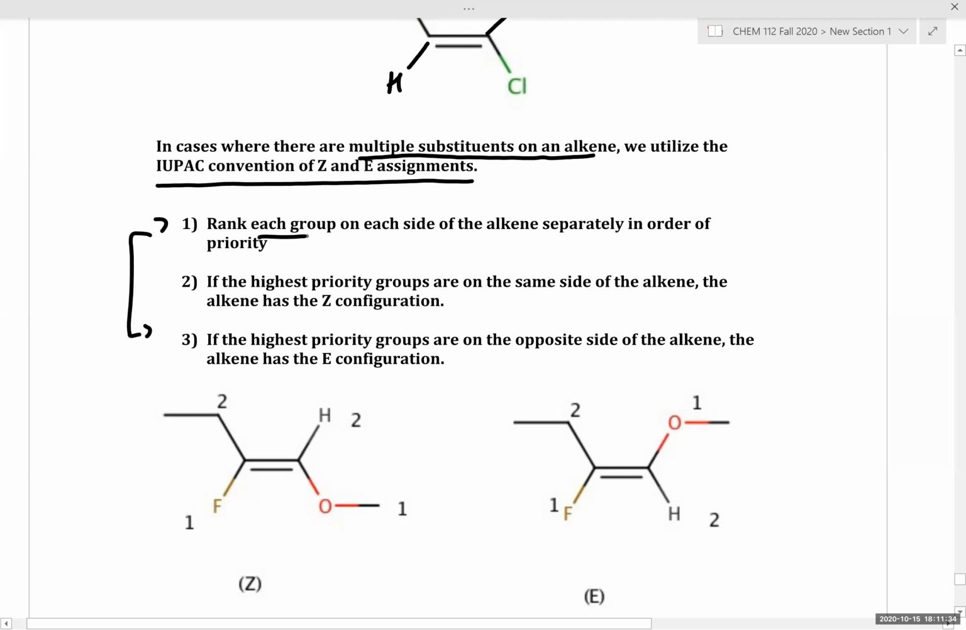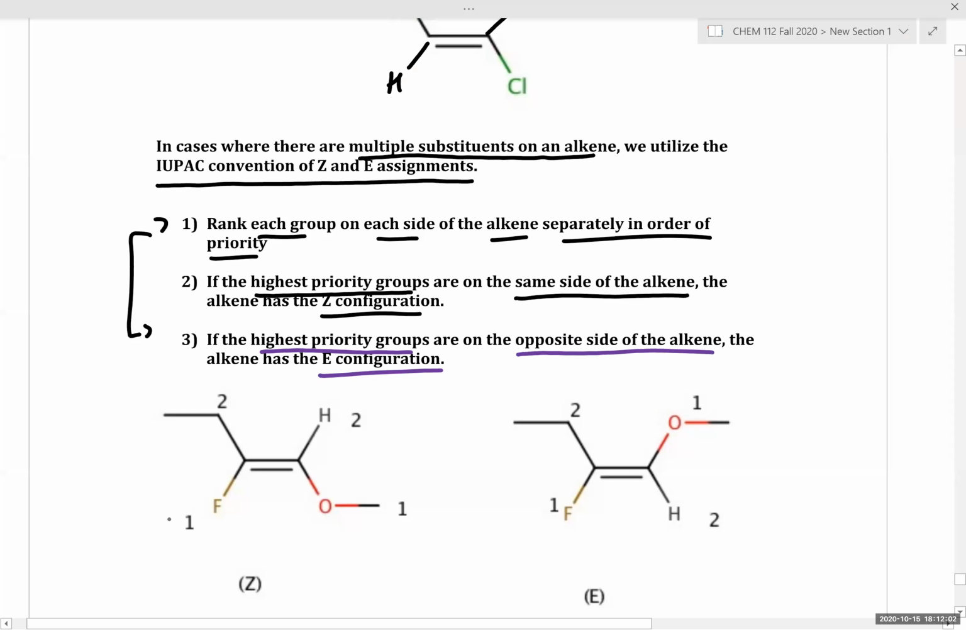First, we rank each group on each side of the alkene separately in order of priority. Next, if the highest priority groups are on the same side of the alkene, it has a Z configuration. If the highest priority groups are on the opposite side of the alkene, it has an E configuration.